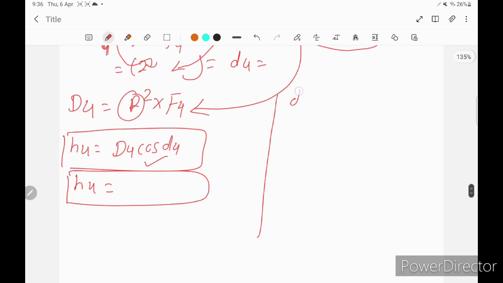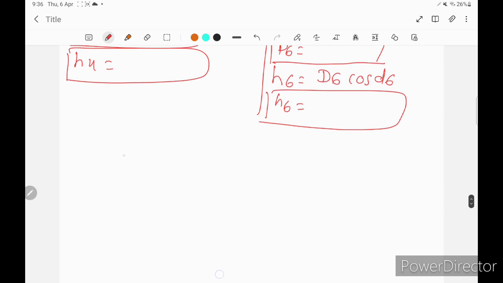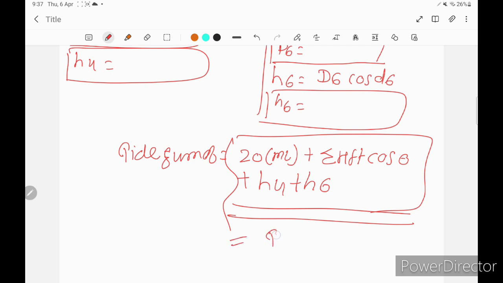Now the same for D6. Small d6 is 3r plus small f6, so you will get the d6 value. Now capital D6 is R cubed into capital F6, so you will get the D6 value. Now H6 is equal to D6 cos d6, so you will get the H6 value. So now the tide by SHM is the sum of Z0 mean plus HFT cos theta plus H4 plus H6. Add all these values and you will get the tide.